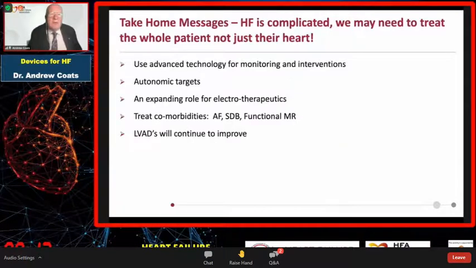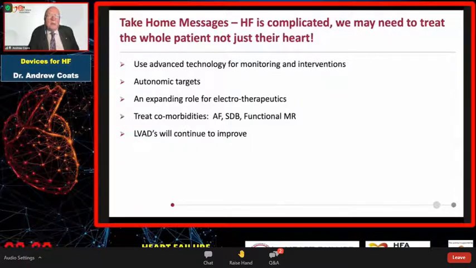So in summary, take home message, heart failure is complicated and we should think about device treatments as well as drug treatments. We need to treat the whole patient and not just their heart. So many of these devices are not targeting the heart at all.